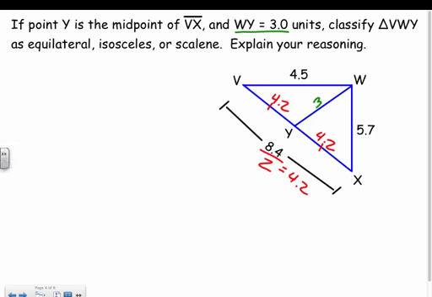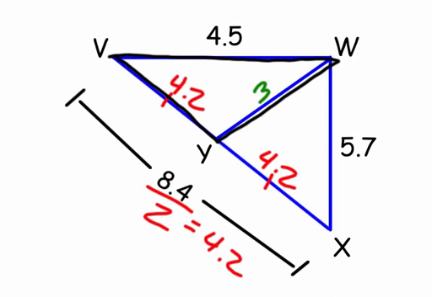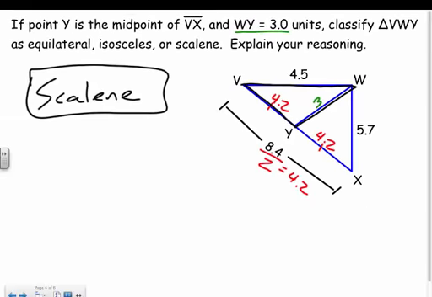Classify triangle VWY. Well, where's that at? There's that triangle. As equilateral, isosceles, or scalene. Well, if I look at the 3 side lengths, 4.5, 3, and 4.2, they're all different. So which one has all different? Scalene. And this is explain your reasoning. Well, I just explained it by showing my side lengths, 4.5, 4.2, and 3. So we're done.